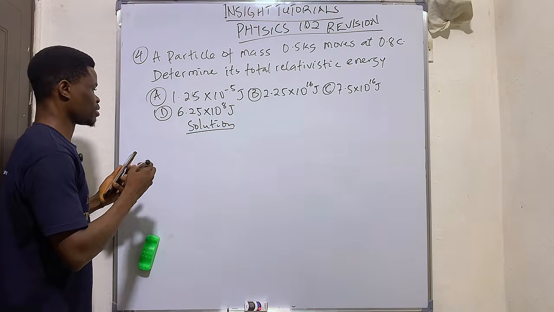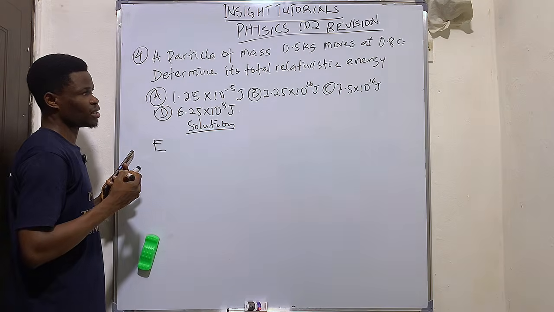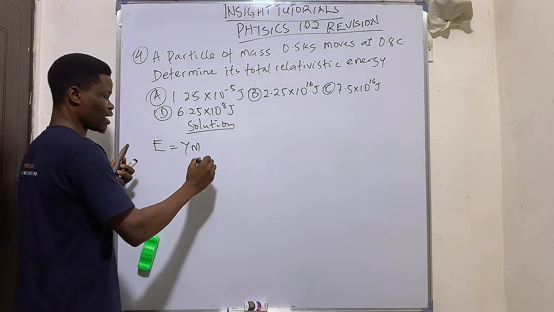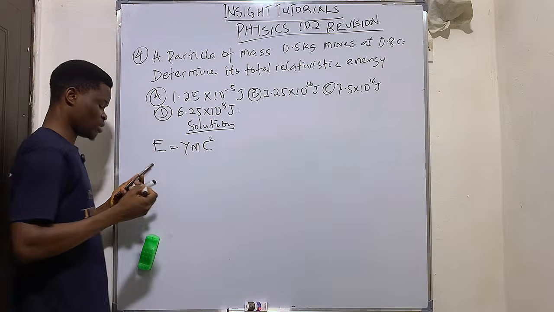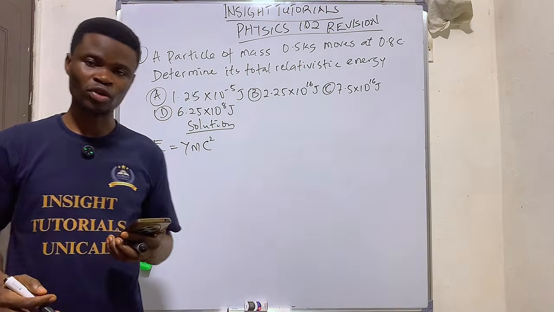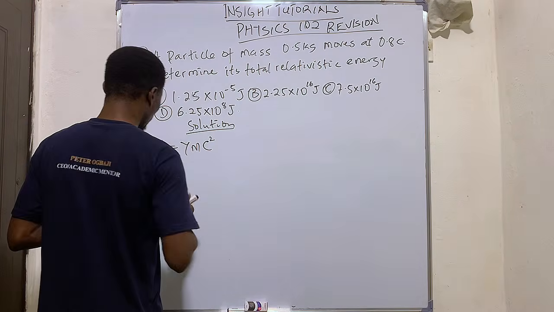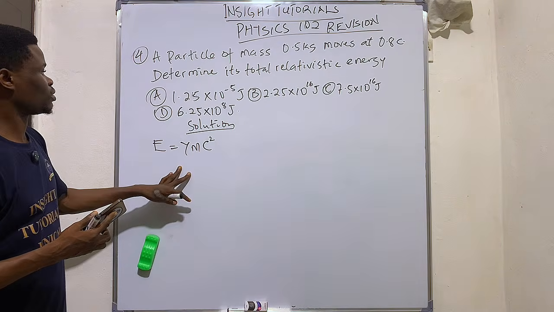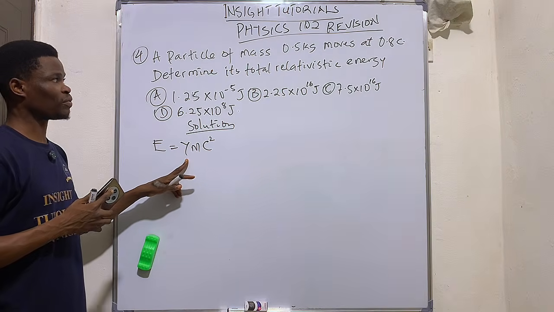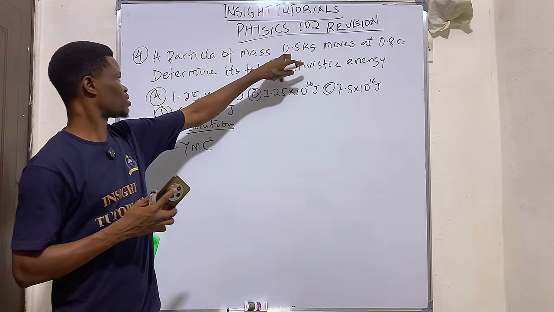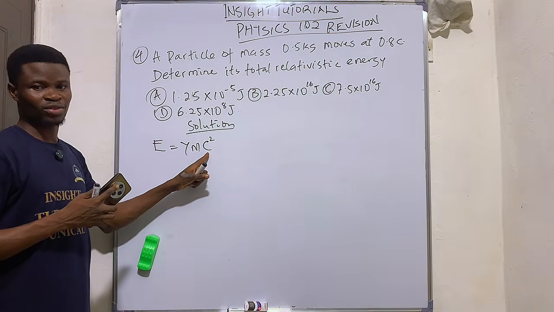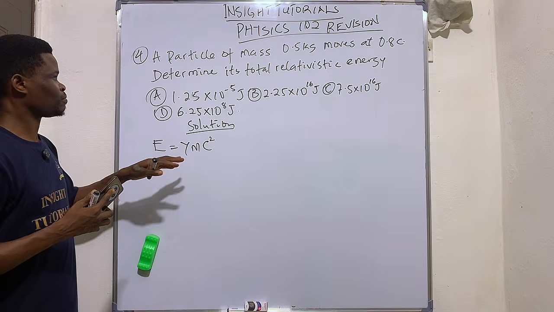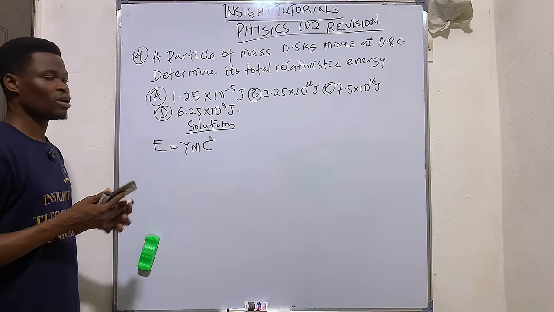In a normal sense, the total relativistic energy is given as the Lorentz factor times the rest mass times the speed of light squared. But we will not be able to solve this question if we've not found the Lorentz factor. So we have to find the Lorentz factor first. Why? We have the mass, and the speed of light, we know it's constant as 3 times 10 raised to the power of 8 meters per second. So we have to find the Lorentz factor first before we apply this.